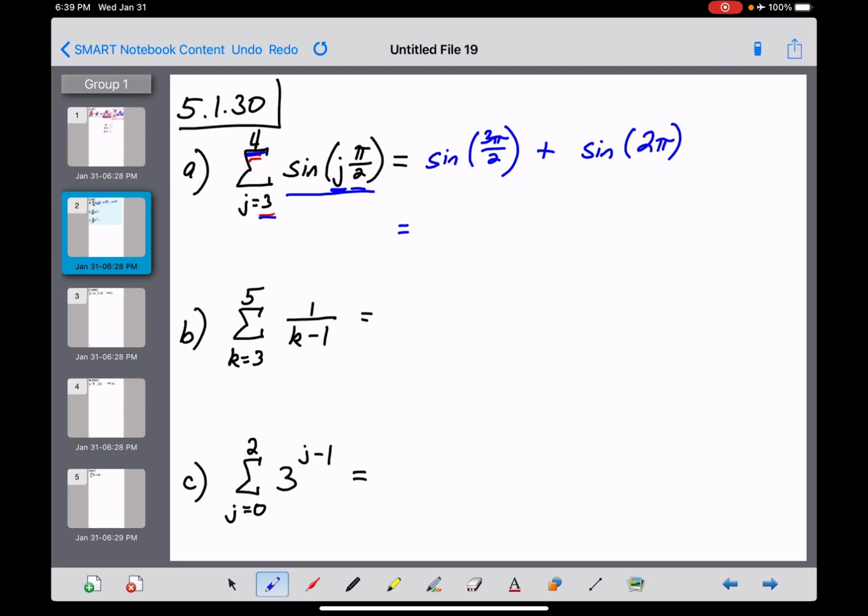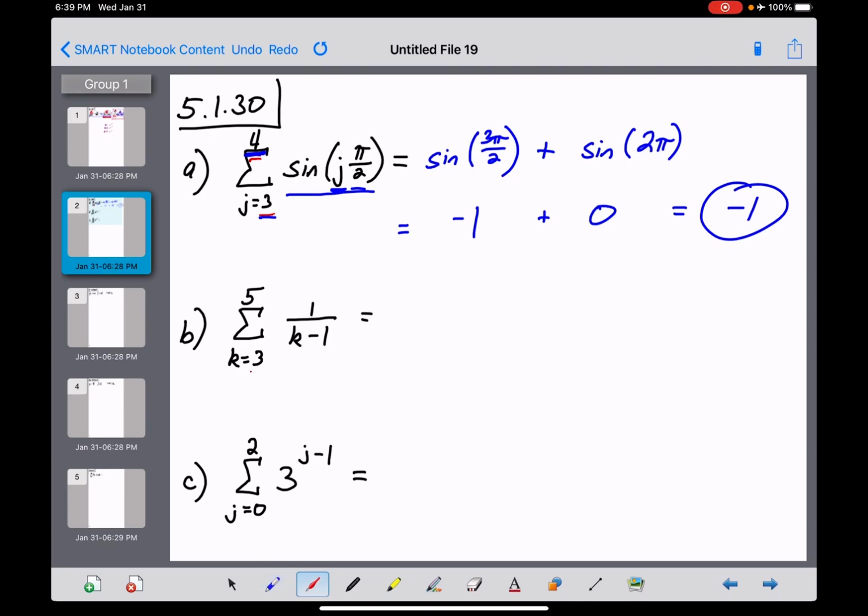And what just happened? We let j equal 4, so we're done. Those are the only two terms that we need to compute and then add together. So 3 pi over 2 on our unit circle is pointing straight down. Sine is our y-coordinate, so sine of 3 pi over 2 is -1, and the sine at 2 pi is going to be 0. So our answer to part A looks like it's going to be -1. On to the second part.